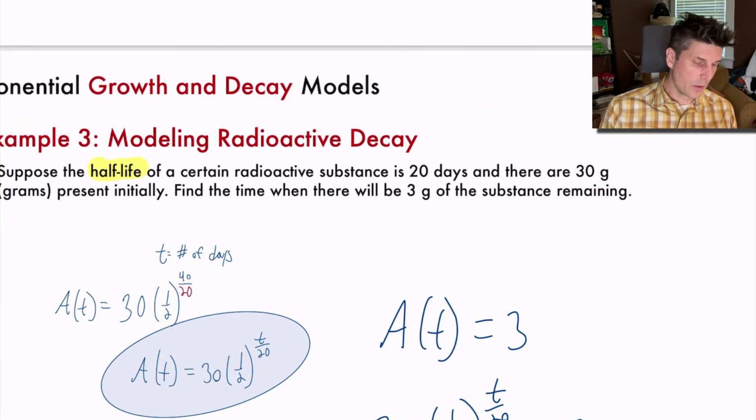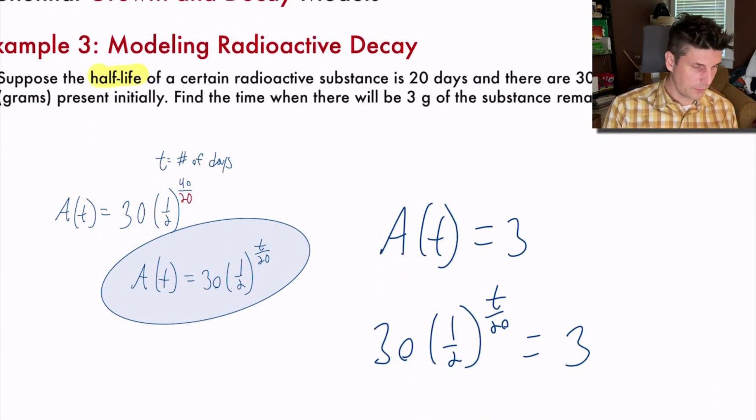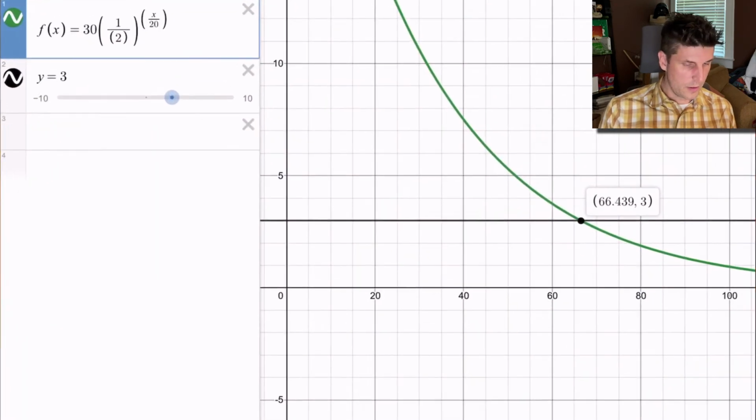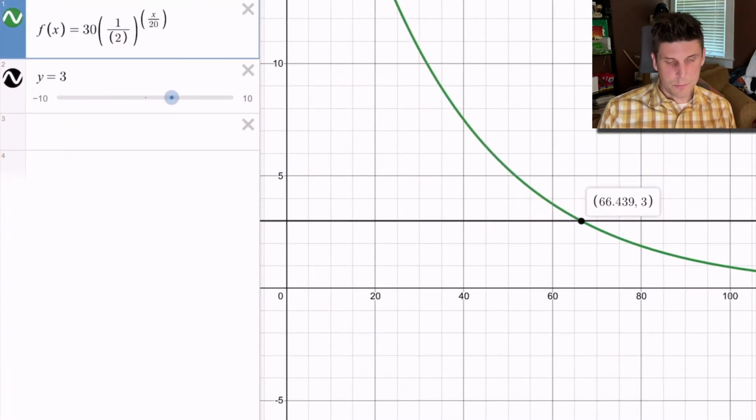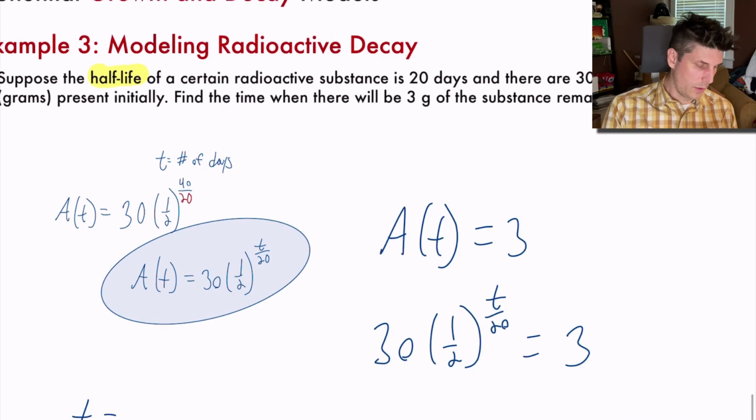So there you go. So t equals 66 days, so 66.439 days.